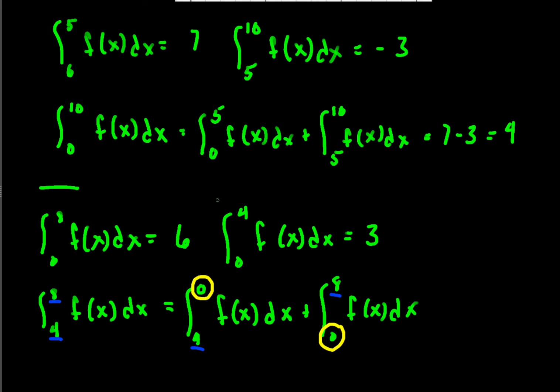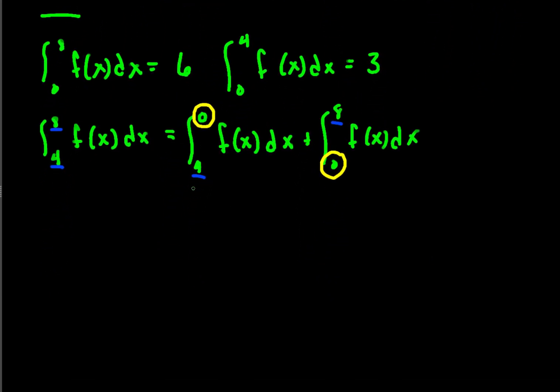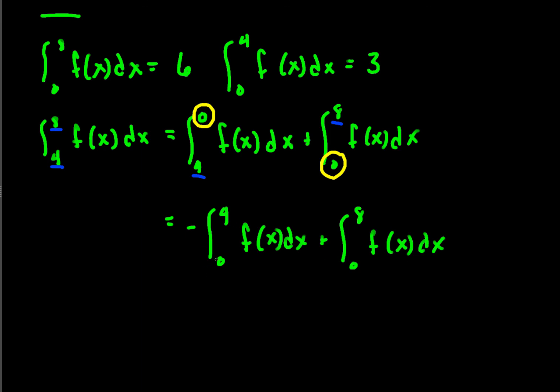Now, if you recall from the previous section, because I don't know what the integral of 4 to 0 is, I know the integral of 0 to 4, but by changing the bounds of integration, we just introduced a negative sign. So this would be equal to negative the integral 0 to 4 of f with respect to x plus the integral 0 to 8 of f of x with respect to x. And these values we know. I know the integral from 0 to 4 of f is 3, and the integral from 0 to 8 of f is 6. And so this would be negative 3 plus 6, which is positive 3.